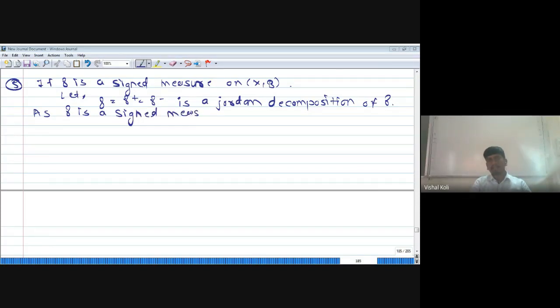Gamma assumes at most one of the values plus infinity or minus infinity.